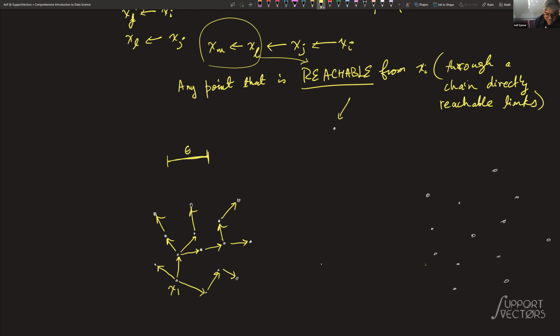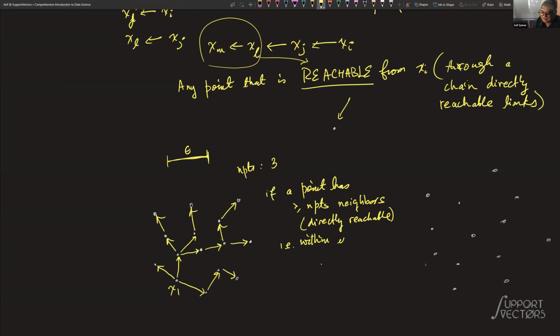So you say you have one interesting definition. Given any point, you pick a number, let's say here I'll take 3, NPTS equals 3. If a point has greater than or equal to NPTS directly reachable neighbors, i.e., within its epsilon neighborhood, we call it an interior point. Are we together? So this is definition number one, interior point. We just defined interior point.